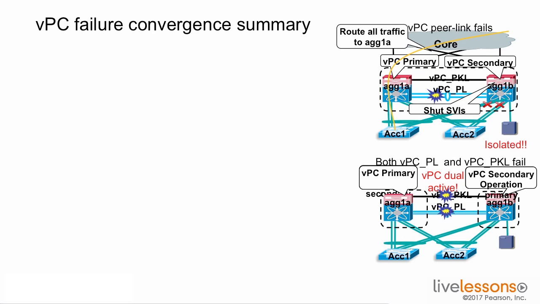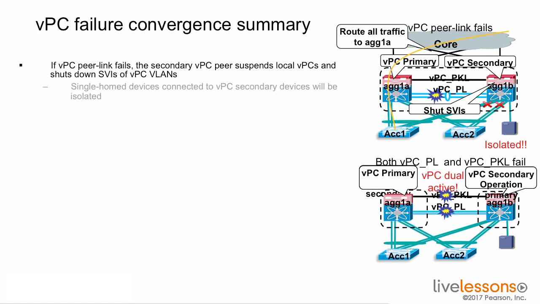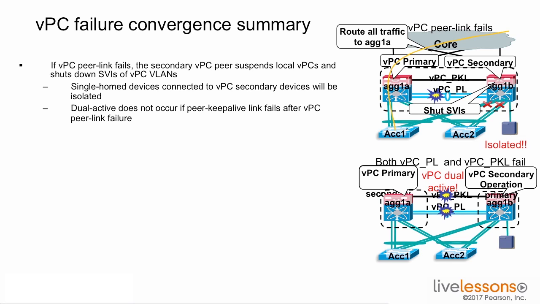So you might be asking yourself, what happens if the vPC peer link fails? If the vPC peer link fails, the secondary vPC peer suspends all of its vPCs and shuts down the SVIs for vPC VLANs. Single-homed devices will most likely be isolated because they can no longer reach the SVIs or the VLANs on that device. A dual active situation does not occur if the peer keepalive link fails after the vPC peer link failure.